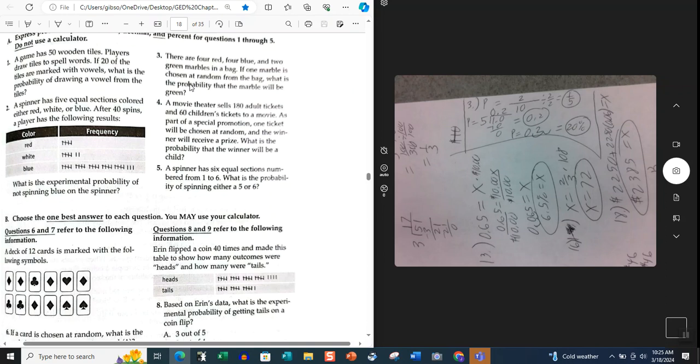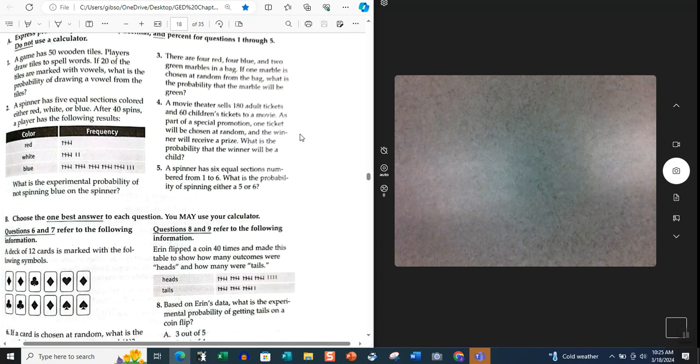Now we go here to problem number 4. It says a movie theater sells 180 adult tickets and 60 children tickets to a movie. So they sold a total of 240 tickets when you add the 180 and the 60. As part of a special promotion, one ticket will be chosen at random, and the winner will receive a prize. What is the probability that the winner will be a child? Okay, so now they want the probability that the winner would be a child. So this is what we would do.